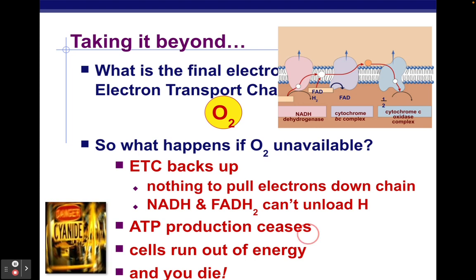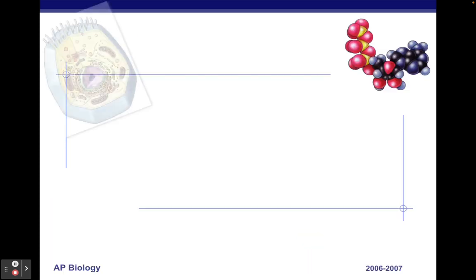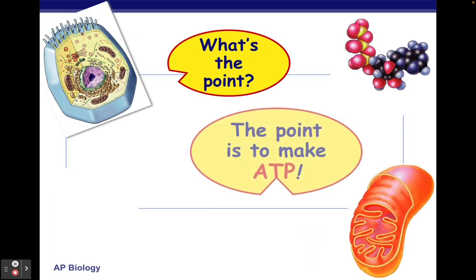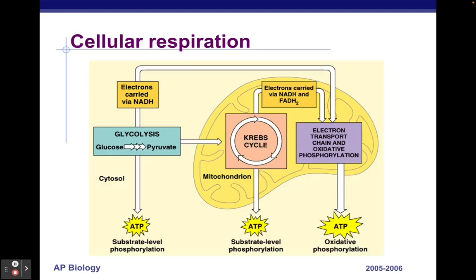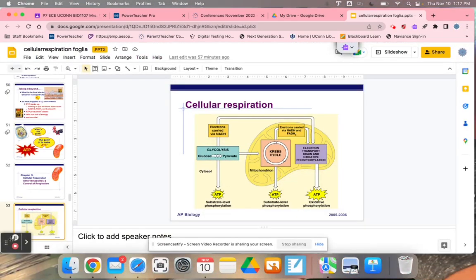Cyanide is something that does that, by the way. Cyanide poisoning takes out oxygen and it backs up the ETC. We're going to do some work with that. Now you know the point. We are not going to talk about this right now. Okay, we're going to stop. All right, guys, great job.